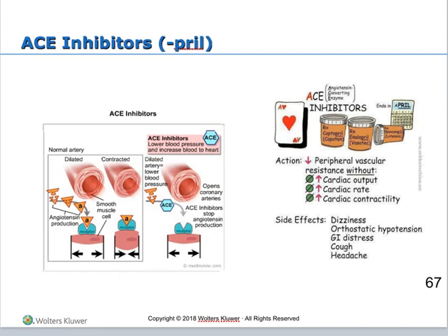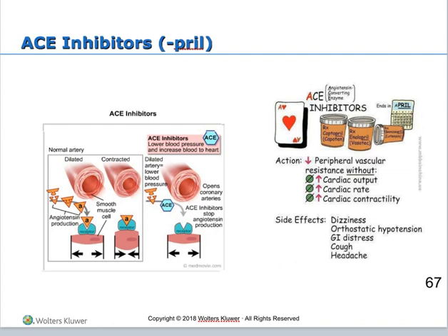So let's circle back around. I told you that ACE inhibitors work by interrupting the renin-angiotensin-aldosterone system. Specifically, they prevent the conversion of angiotensin 1 to angiotensin 2. So if we stop steps 2 and 3, step 5 never happens. So just to throw that out there.